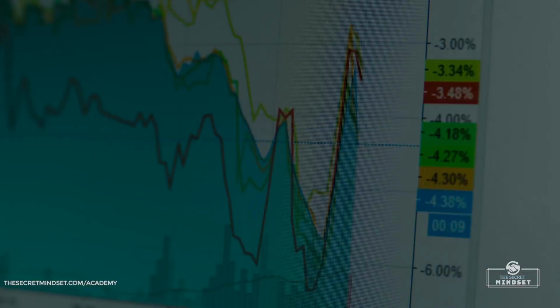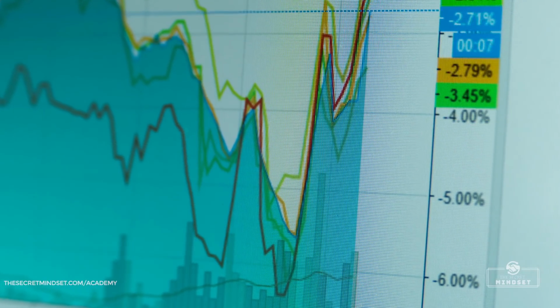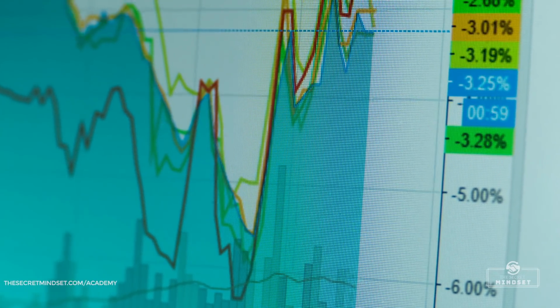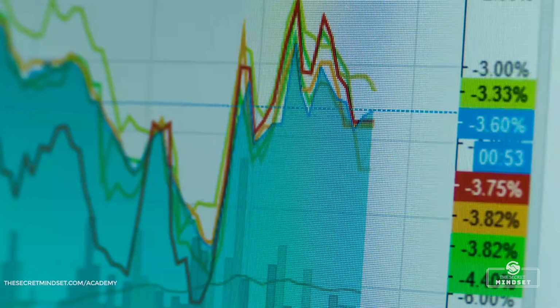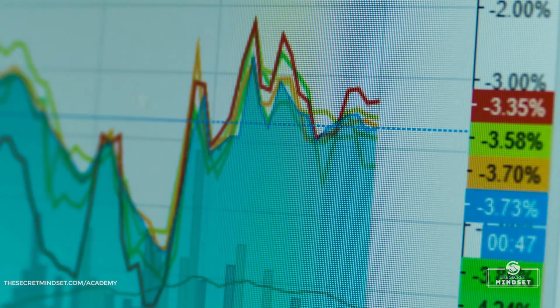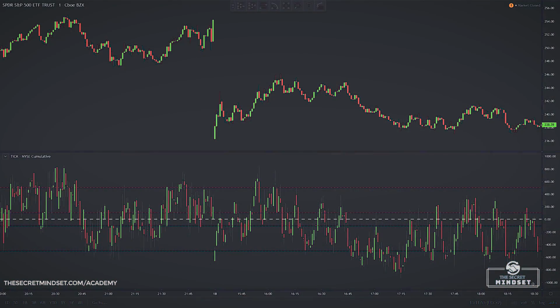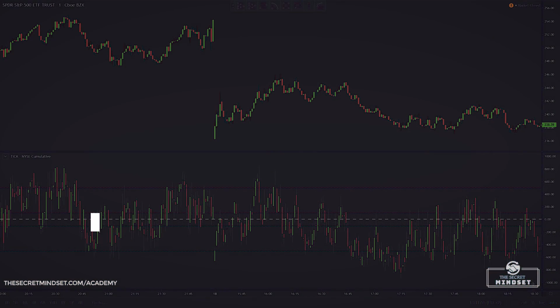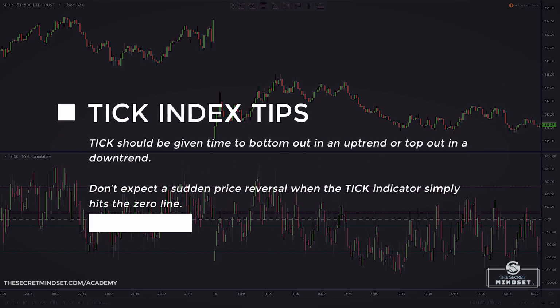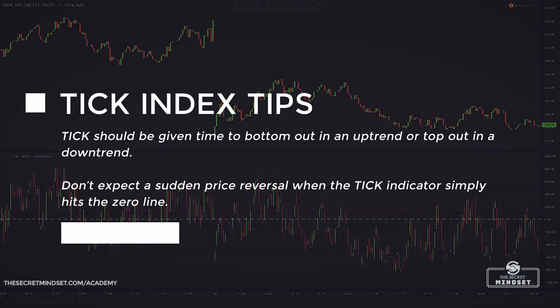The tick index offers traders the advantage of observing market sentiment for a short period of time. This gives a small window of opportunity to trade. It also gives an opportunity to not take a trade. Patience is required when trading this setup. The tick index should be given time to bottom out in an uptrend or top out in a downtrend.